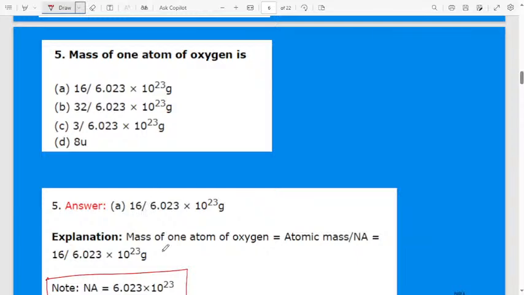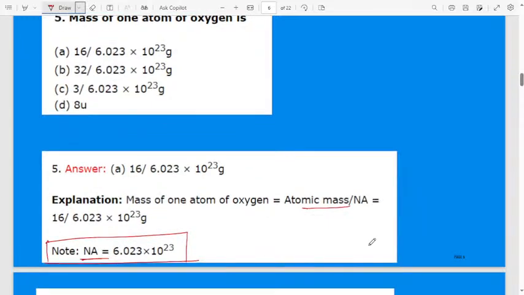16 divided by mass of one atom of oxygen, it will be equal to atomic mass divided by Avogadro number. This is the formula you have to remember. Mass of one atom of oxygen will be equal to atomic mass divided by Avogadro number. If you want to calculate the mass of any atom, then you have to use the formula: atomic mass of that particular atom divided by Avogadro number. You will get the mass of one atom.